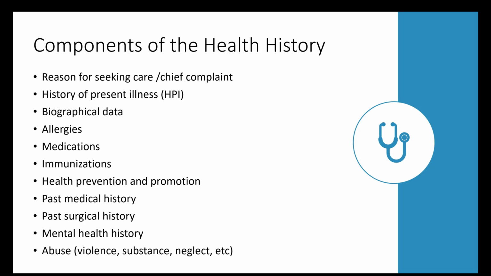Biographical data includes name, birth date, gender, our living arrangements, all of that falls in there. Allergies. We want to know not only what they're allergic to, but what their reaction is to the medication. Are they just going to get nauseous if we give them the medication, or can they literally go into full-blown anaphylaxis and die from a medication? We want to know what their current medications are. Are they on blood pressure medications? Are they on water pills? What sort of medications are they on?